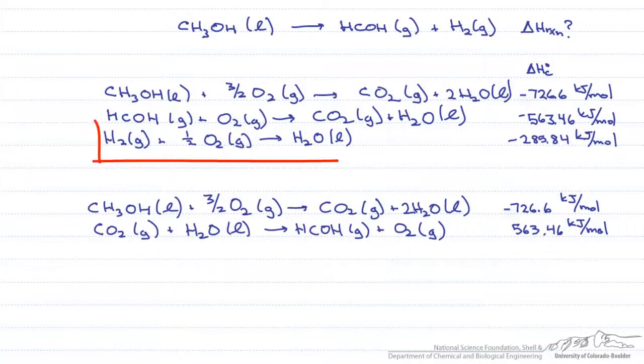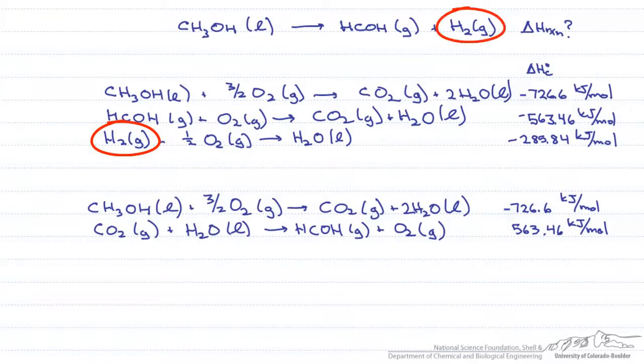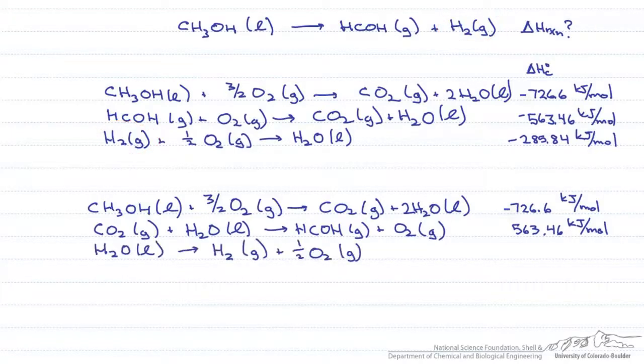And finally, let's look at our third reaction, which is the combustion of hydrogen gas. Again, we need the hydrogen gas to be a product, not the reactant. So we're going to have to reverse the reaction, which means we're going to reverse the sign of our heat of combustion. Therefore, instead of it being negative 285.84 kilojoules per mole, it's going to be positive 285.84 kilojoules per mole.